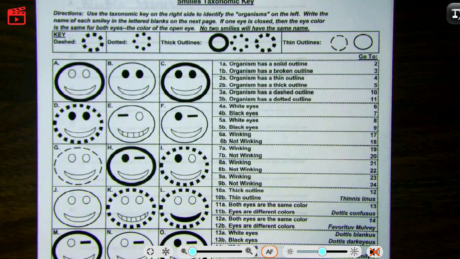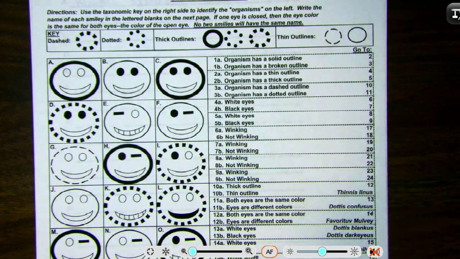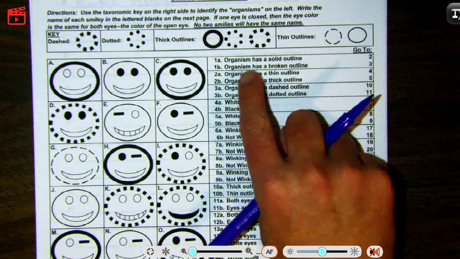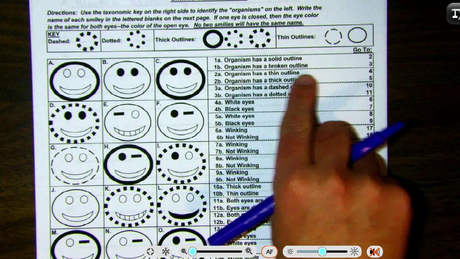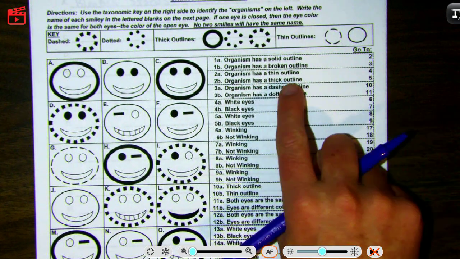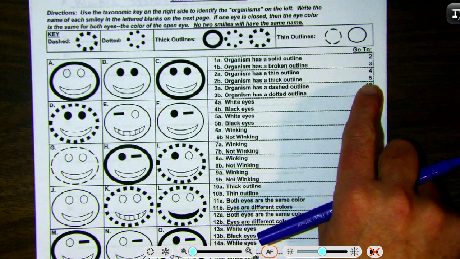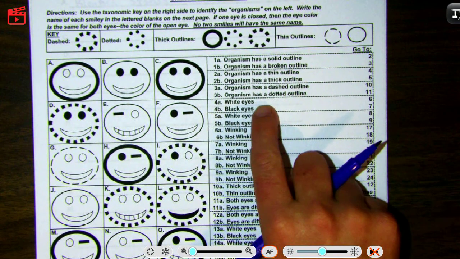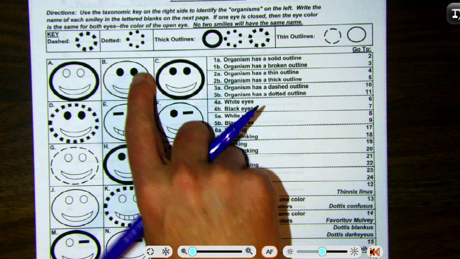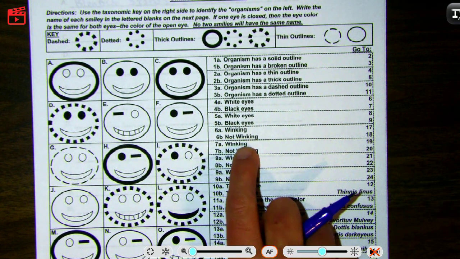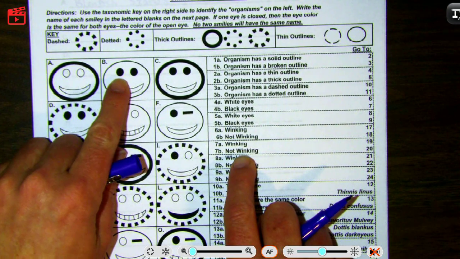All right, so for B here, remember, we always start back up at the top. B, organism has a solid outline or a broken outline. Well, his is still solid, so we're going to go to 2. Organism has a thin outline or a thick outline. He's got a thin one now, so we're going to go to 4. Does he have white eyes or black eyes? He has black eyes, so that's 7. Winking or not winking? He is not winking, so we go to 20.